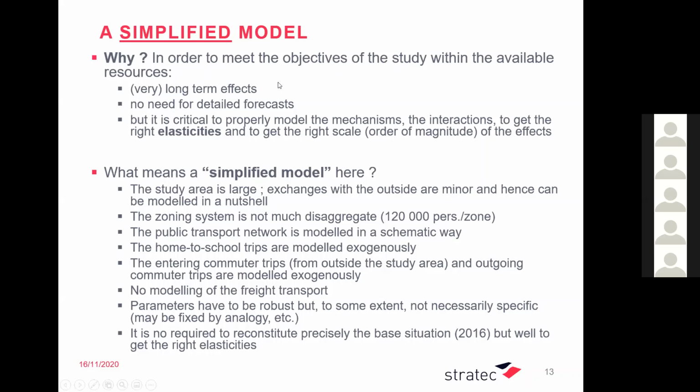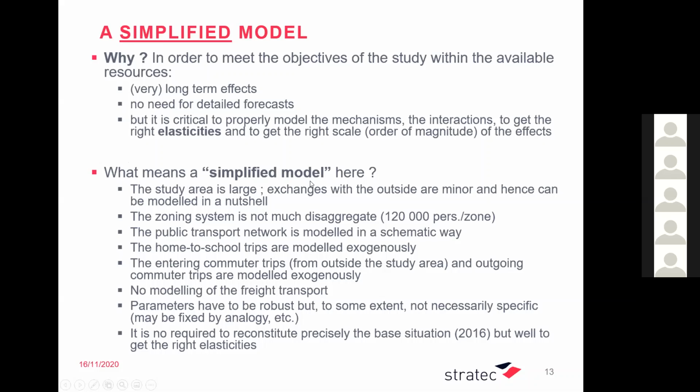And the parti pris, the choice of both the client and our consultancy, was that clearly we do not need detailed forecasts, but what we need is to get the right elasticities. And this is, I guess, a big challenge, because it's not easy to check the elasticities in this kind of land use transport integrated model. So for us, it is critical to properly model the mechanisms, the interactions, the right elasticity, in order to have the right order of magnitude of the effects. But of course, it's not important to have detailed forecasts for the future horizon, and it's not even important to reconstitute with much accuracy the base situation.